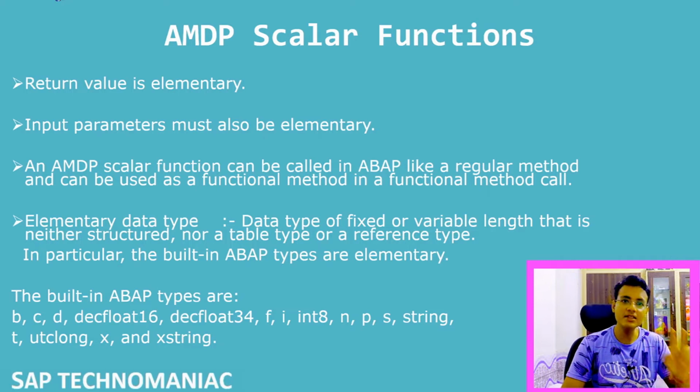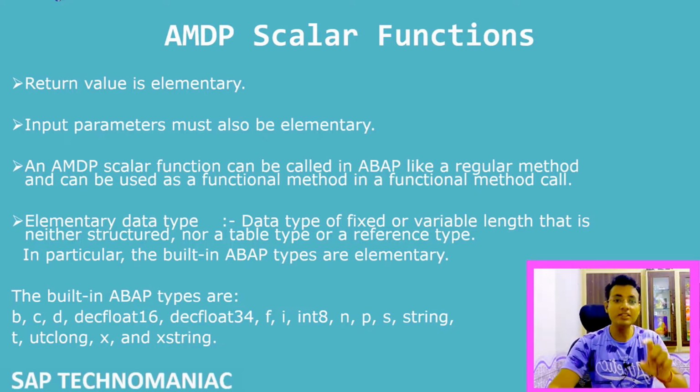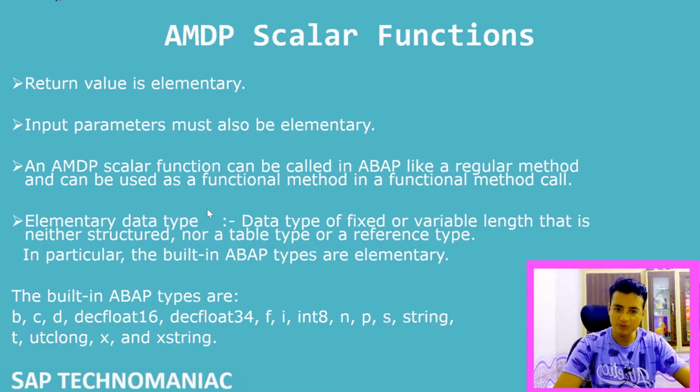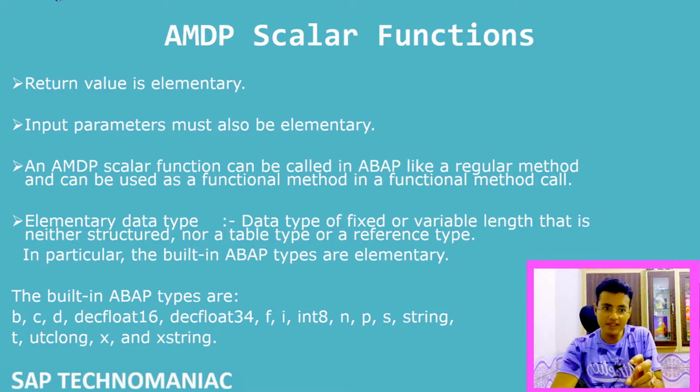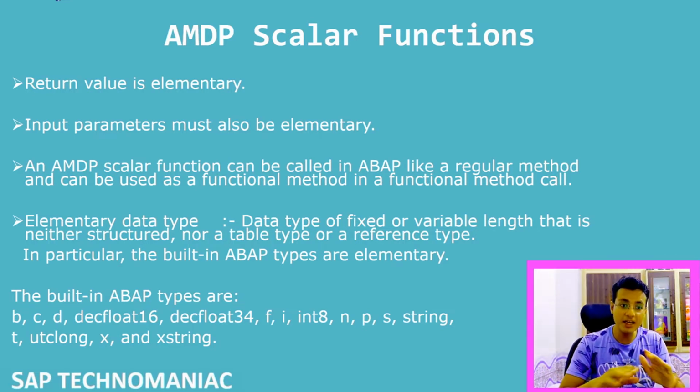Second is the AMDP scalar functions. The return value is always an elementary data type. What is an elementary data type? I will also give you the definition so you can understand. An elementary data type is of fixed or variable length. It can be fixed length and variable length. That is neither a structure, a table type, nor a reference type. In particular, built-in ABAP types are elementary.